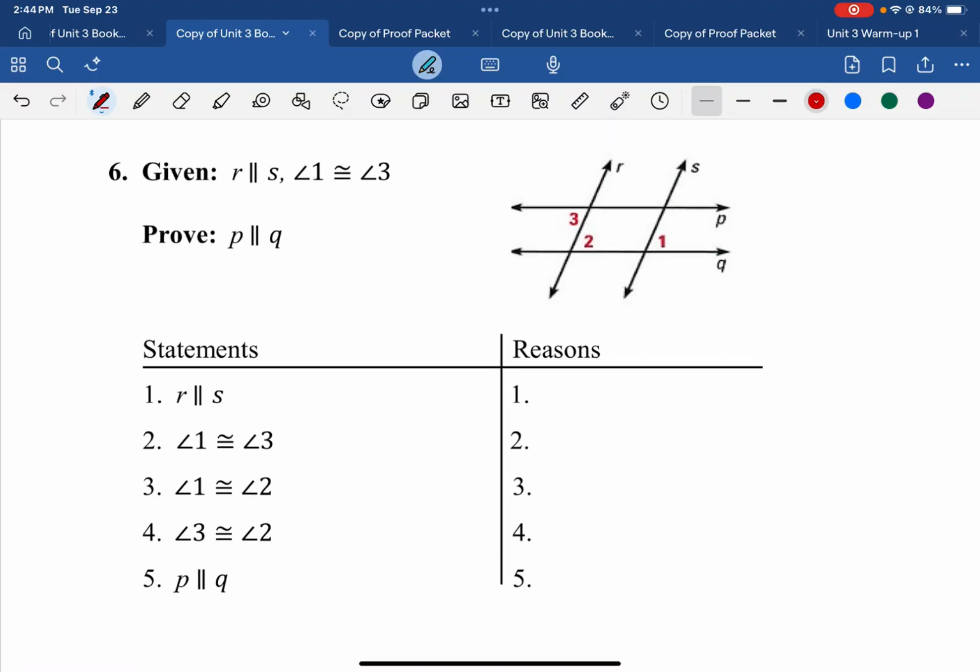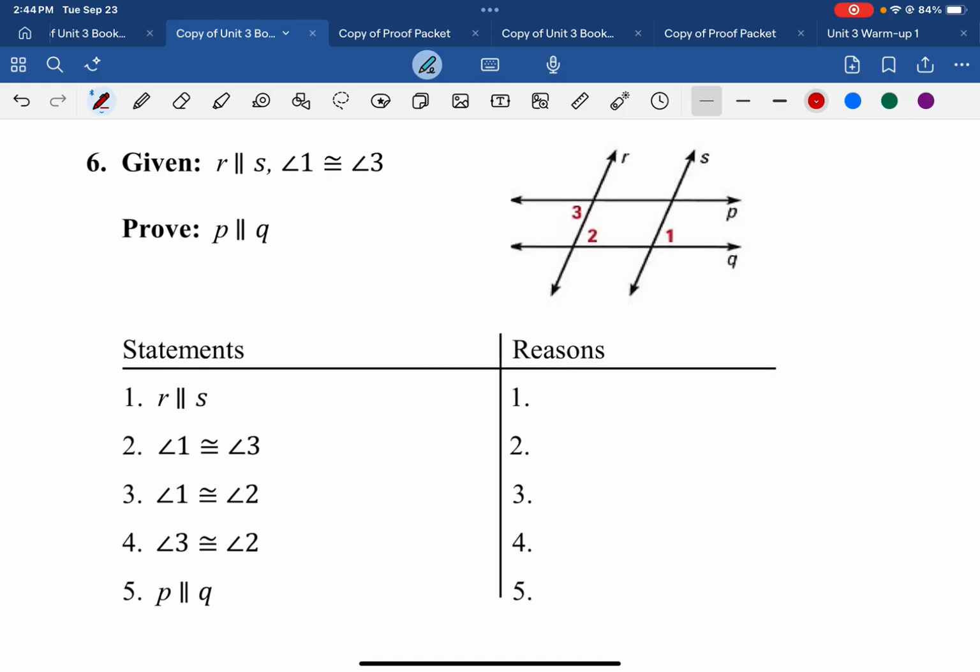All right, let's do a little proof, and then I'm going to make a separate video with a couple of other proofs that you can watch. Okay? So this first one, we are given this figure over here, and it tells us in the given statement that R is parallel to S. So I'm going to mark that with the little arrows so I remember. And it also tells me that angle 1 and angle 3 are congruent. I'm trying to prove that line P and line Q are parallel.